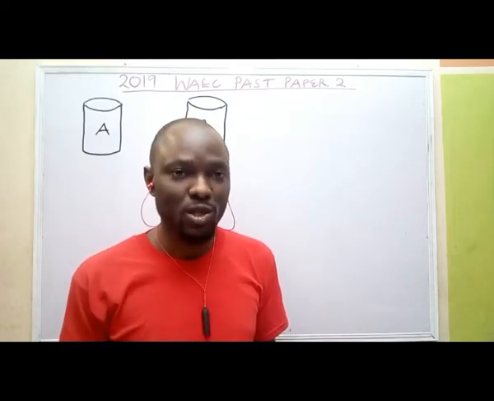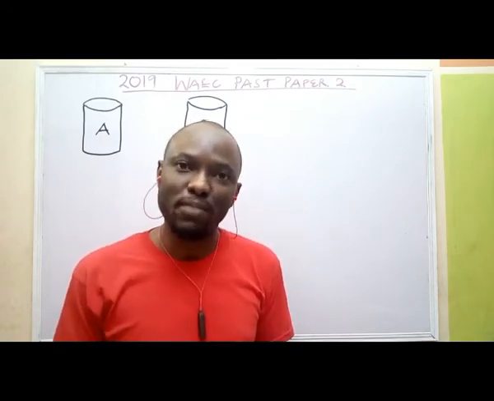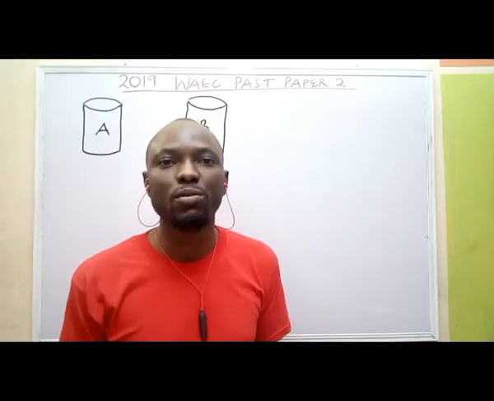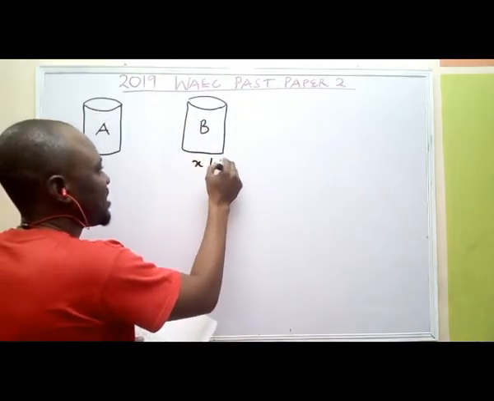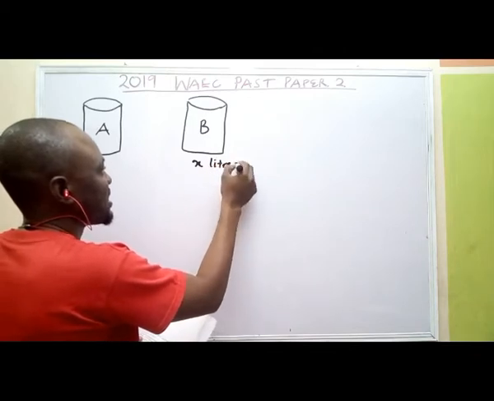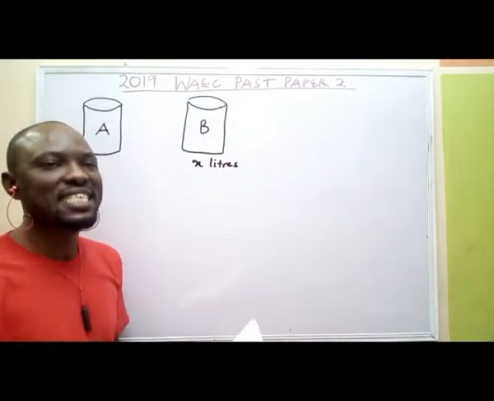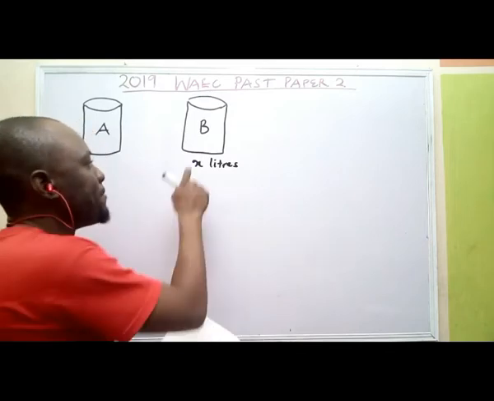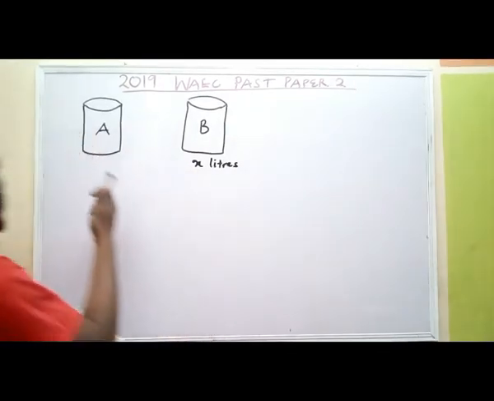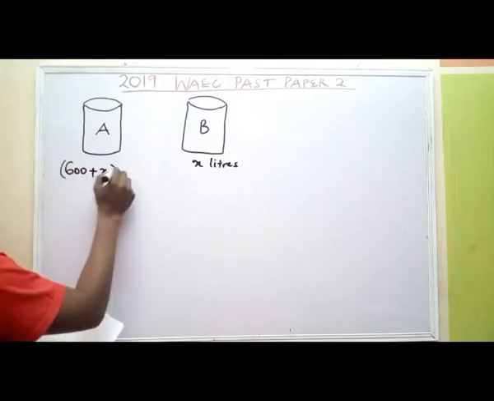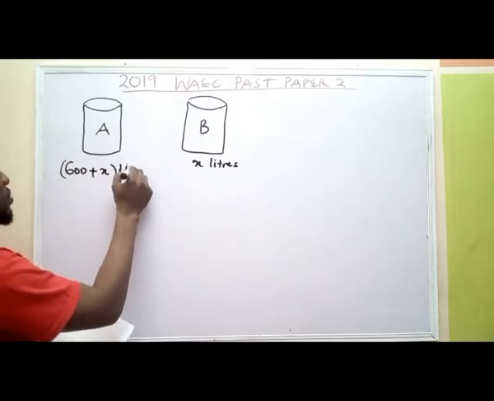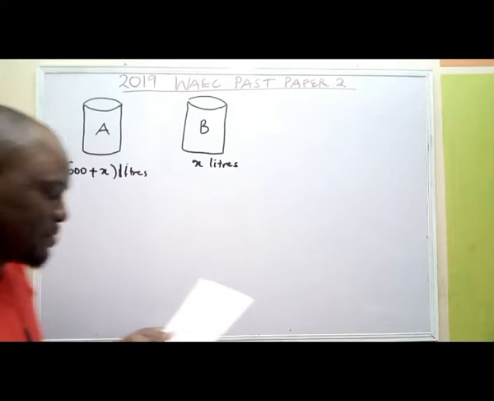We're not told what the volume of tank B is, so we'll just say let the volume of tank B be X liters. Now tank A is 600 liters more than X liters, so I'm going to write 600 liters plus X liters. That is the volume of tank A.